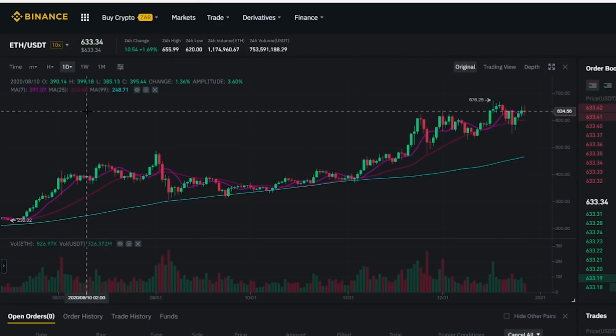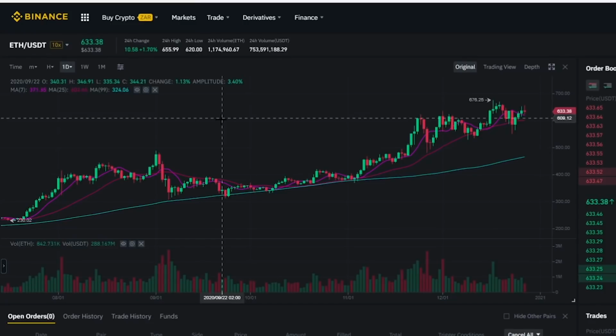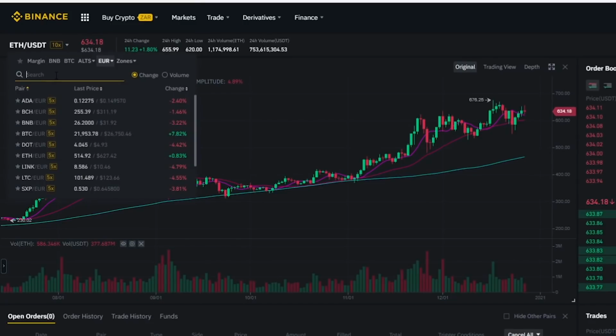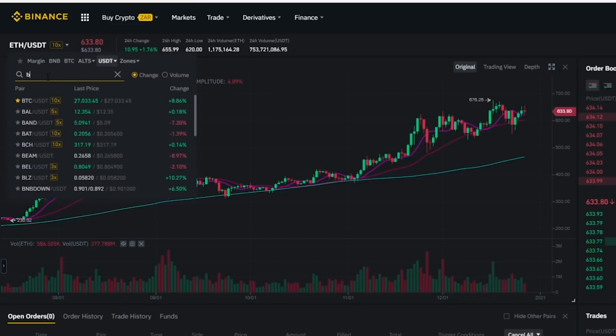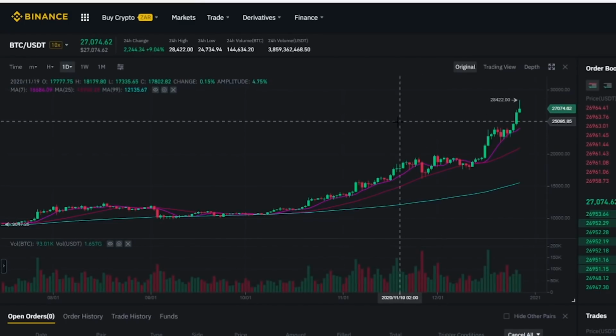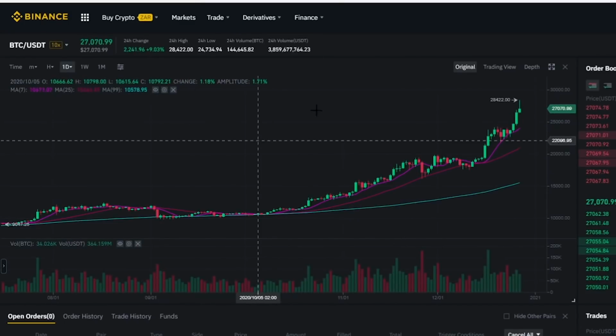On the top here, you have the 24-hour change. Right now I'm going to go back to Bitcoin, just because I'll select my fiat as USDT and I'll go to BTC. So I have BTC/USDT. I like to keep this as a default, just a personal preference.